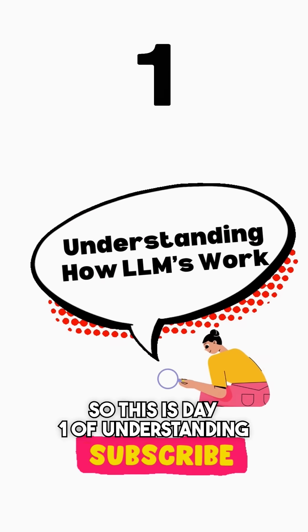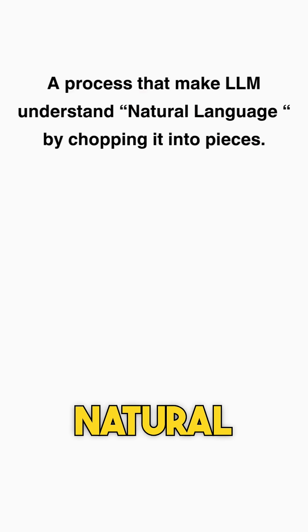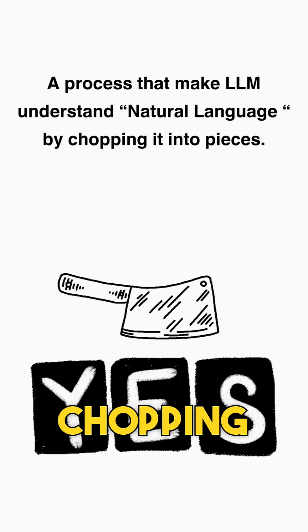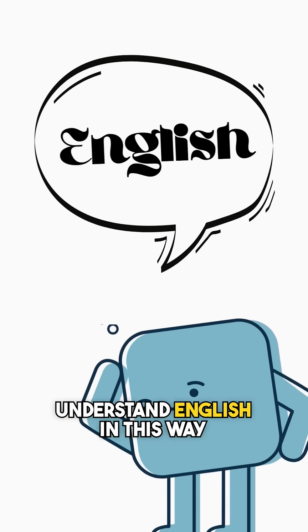So this is day one of understanding how LLMs work. Let's go with tokenization. Tokenization is a process that makes LLMs understand natural languages like English easily by chopping it into pieces. So if you think carefully, we humans also understand English in this way.